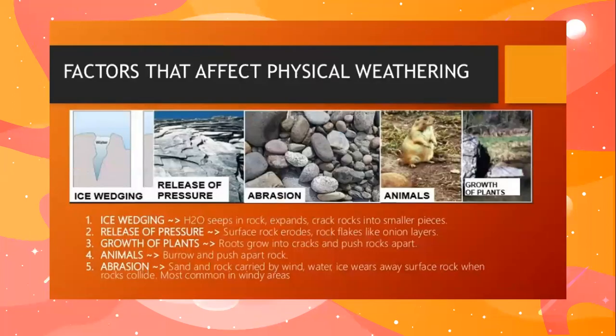Okay, so there are factors that affect physical weathering. We have ice wedging, the release of pressure, growth of plants, animals, and abrasion. Okay, so ice wedging happens mostly in very cold countries. If you notice in different documentaries presented on YouTube or on your TV, there are instances where houses in the cold countries are shown. Okay, most of those countries don't use cement. Why do they not use cement? Because cement has the chance to have cracks.